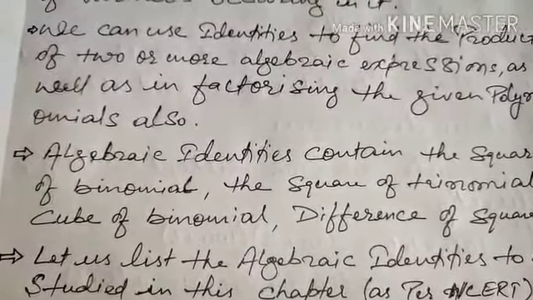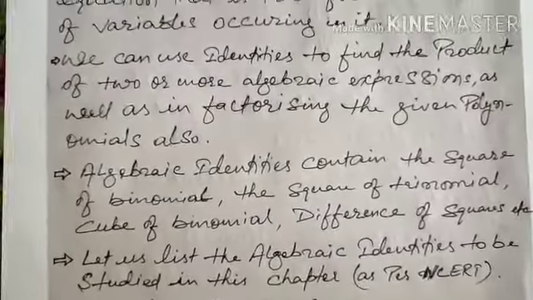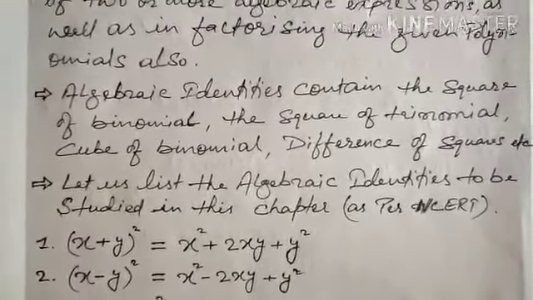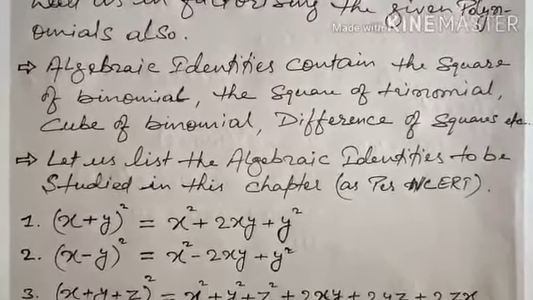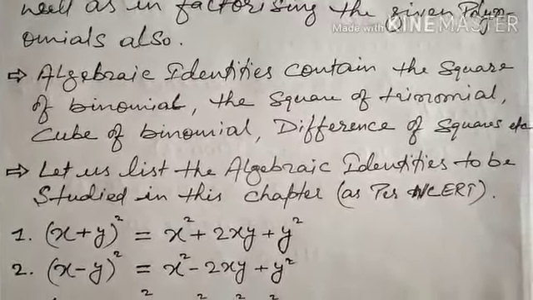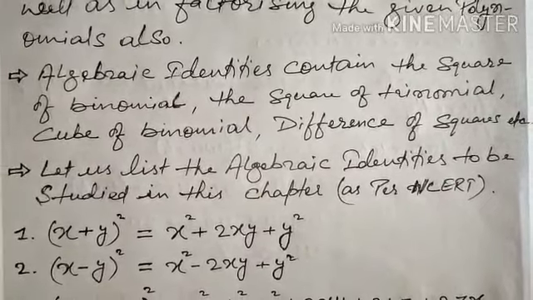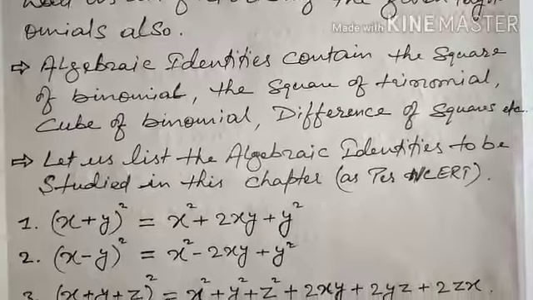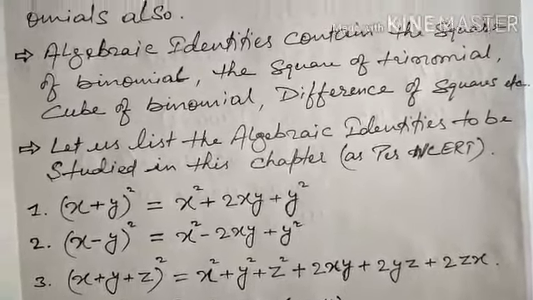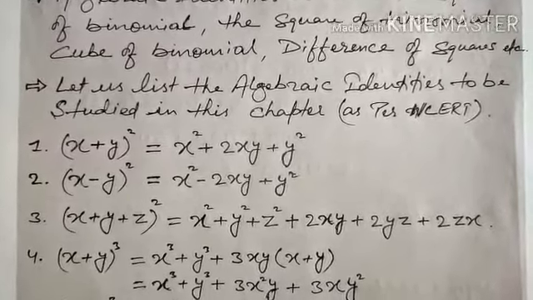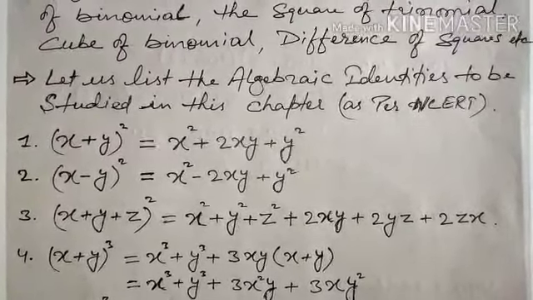We can use it in finding the products without actually multiplying it. I will see all the things, and we had seen the things in class 8 also. So algebraic identities contain the squares of binomial, the square of trinomial, cube of binomial, difference of squares, etc. So these are mainly what algebraic identities contain. So let us discuss some of the identities first. Let us list the algebraic identities to be studied in this chapter as per NCERT.